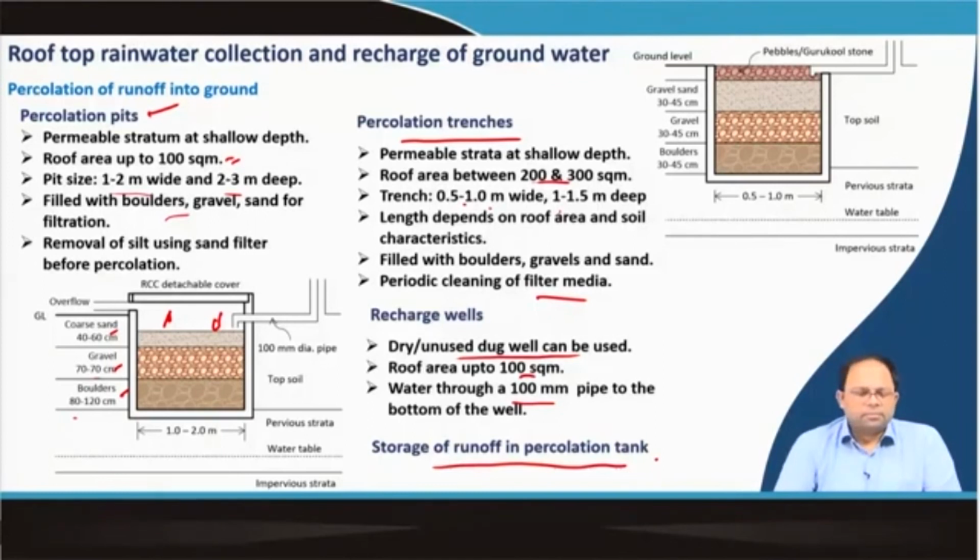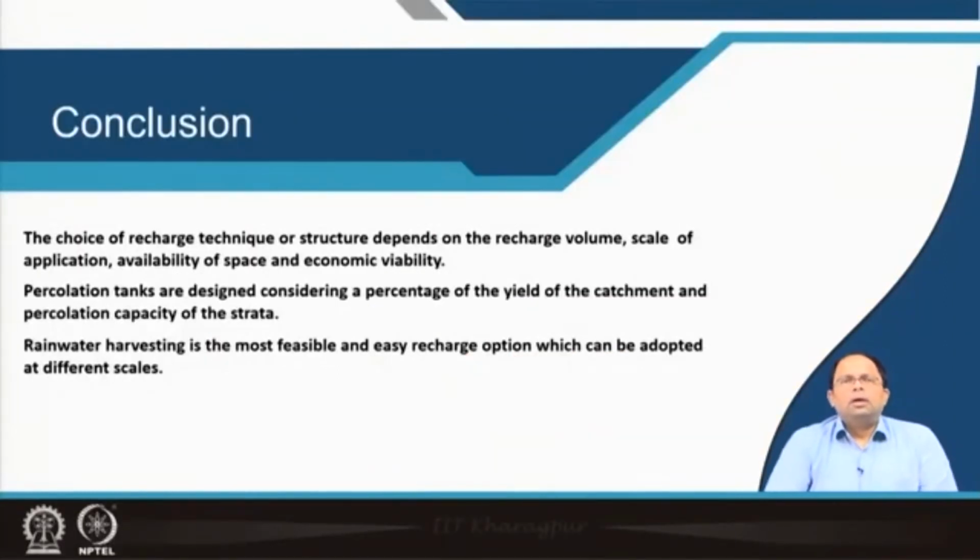So, to conclude, the choice of recharge technique or structure depends on the recharge volume, scale of application, availability of space and economic viability. Percolation tanks are designed considering a percentage of the yield of the catchment and the percolation capacity of the strata. And finally, rainwater harvesting is the most feasible and easy recharge option, which can be adopted at different scales.